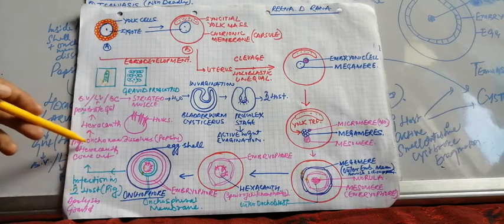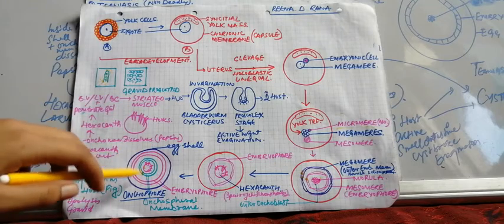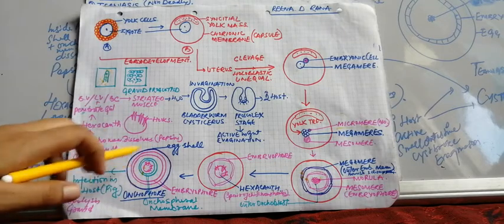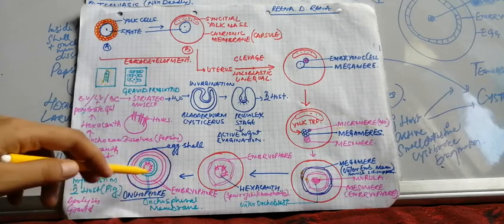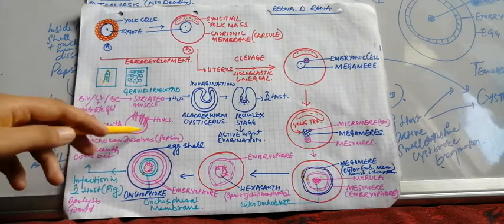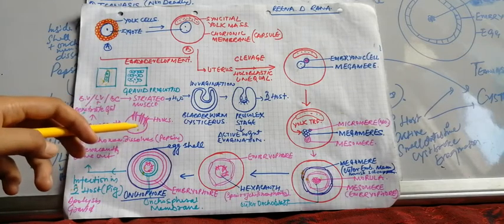Inside the pig, this oncosphere larva's membrane will dissolve. Also, the eggshell will dissolve with the help of an enzyme, that is pepsin, and the hexacanth will come out. Here we have the hexacanth, with 3 pairs of hooks, as you can see.